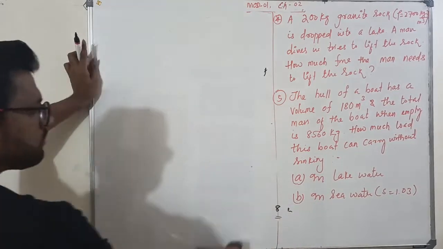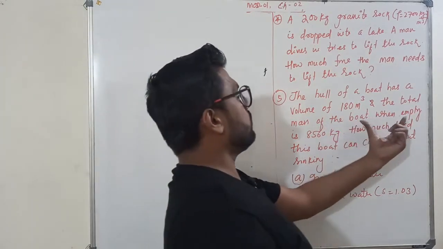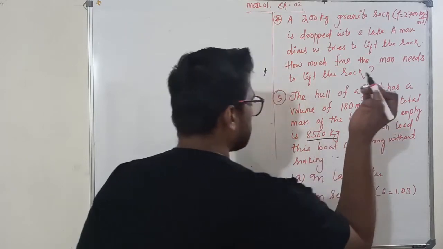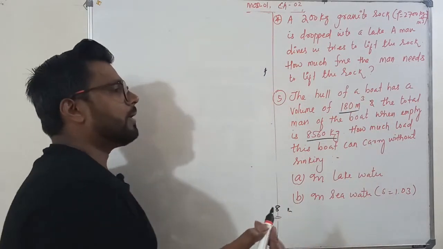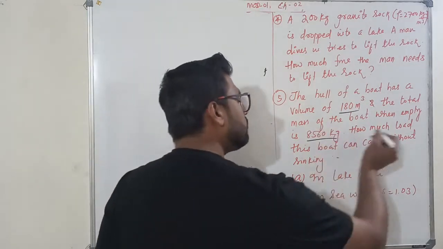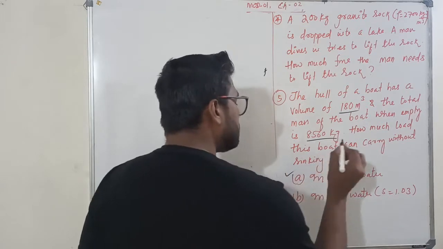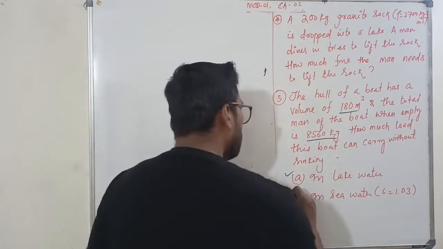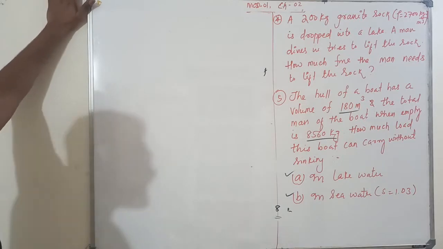Very good. Now the total mass of the boat when empty is 85560, given. Empty boat volume is given, mass is given. How much load can this boat carry without sinking if it is going in lake water, or second, if it is going in sea water? That is the question. Very tricky, interesting question.